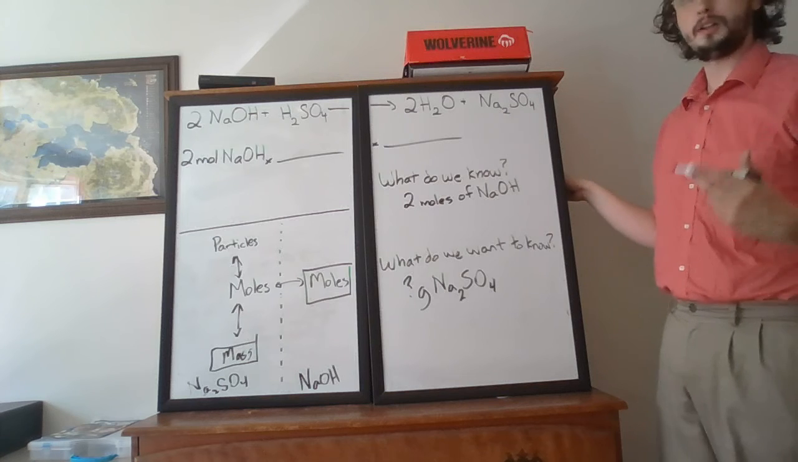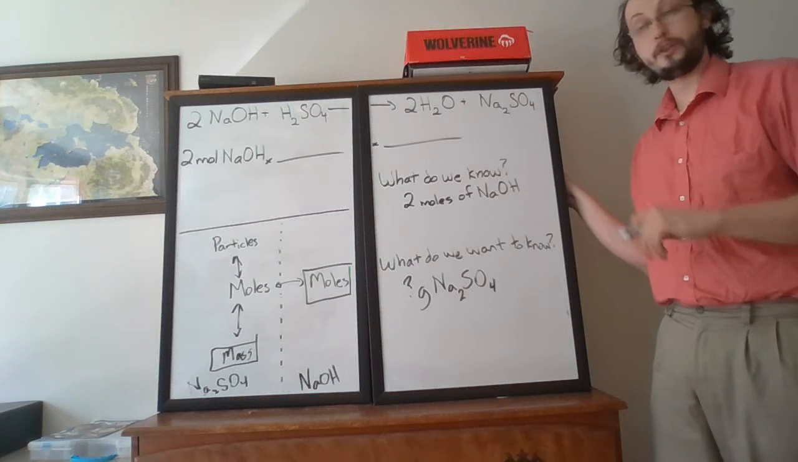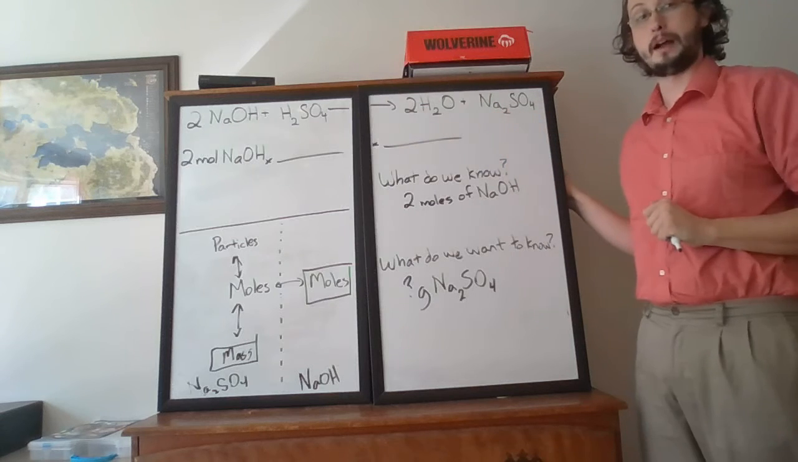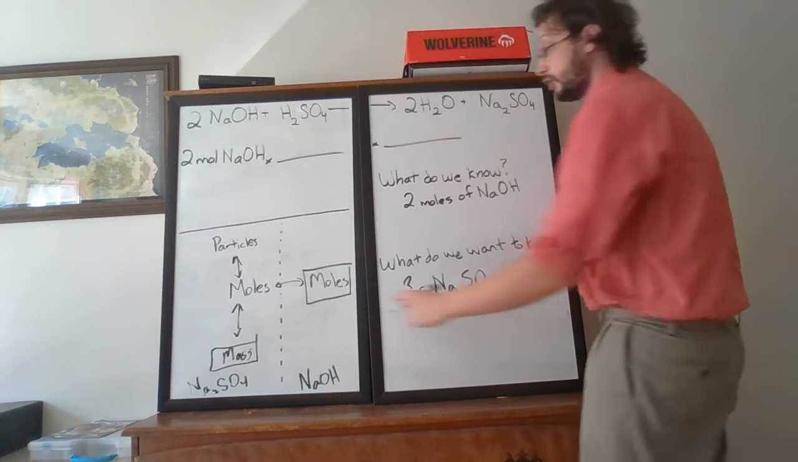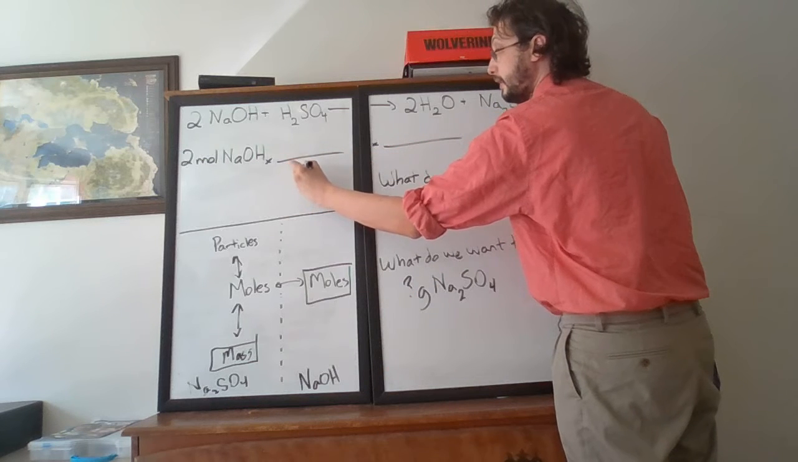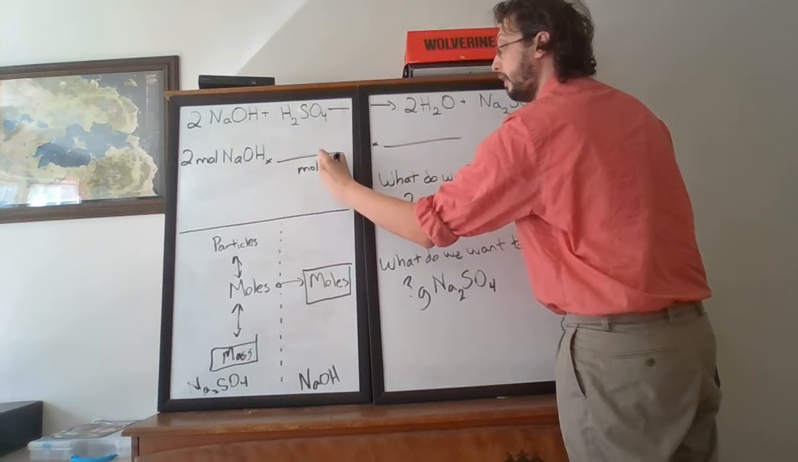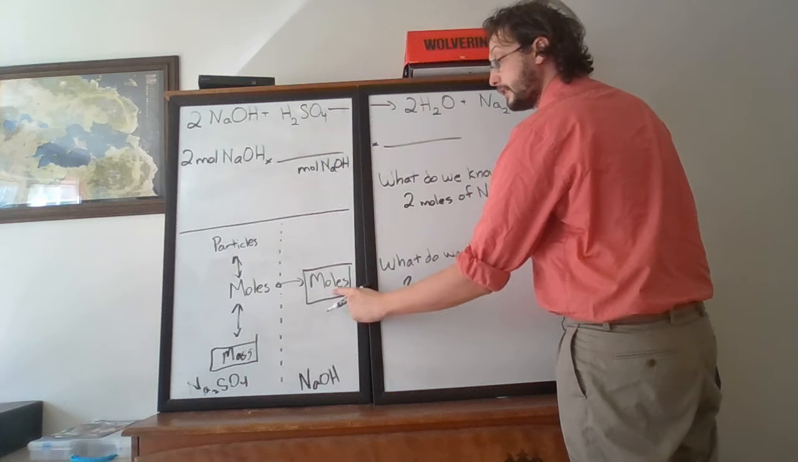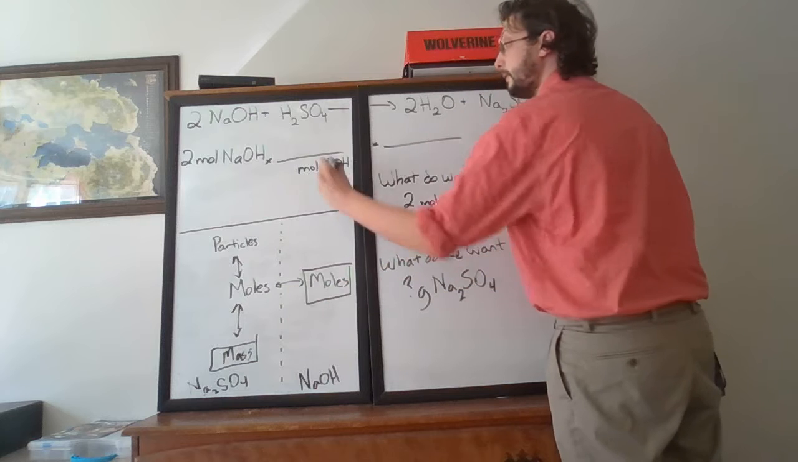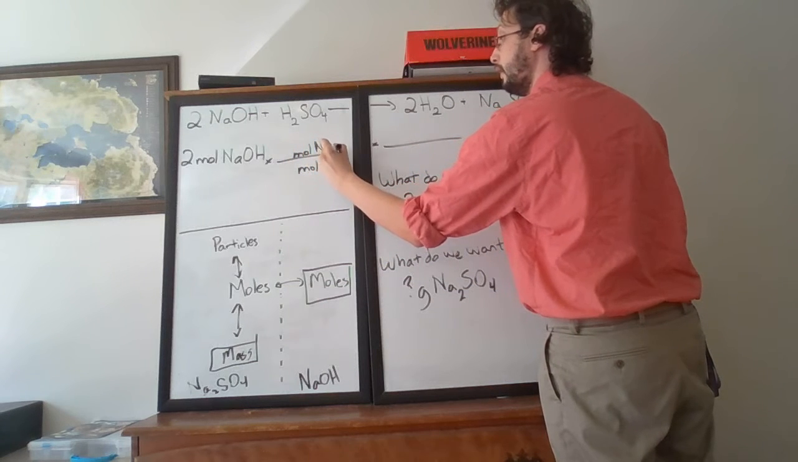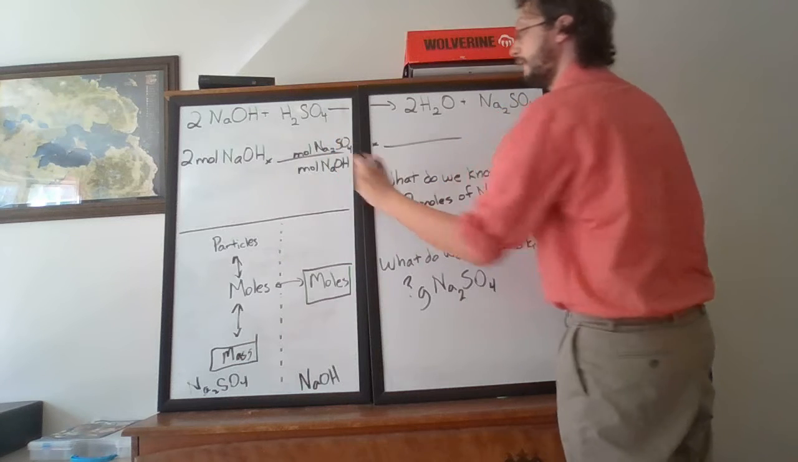Now, whenever we go between moles of one substance and moles of another, we need to use a mole ratio. In mole ratios, we get the numbers from our balanced chemical equation. So we're starting off in moles of sodium hydroxide. We want those 2 units to cancel out. So we'll put moles NaOH on the bottom. We're going from moles of sodium hydroxide to moles of sodium sulfate. So we'll put moles of sodium sulfate on top.